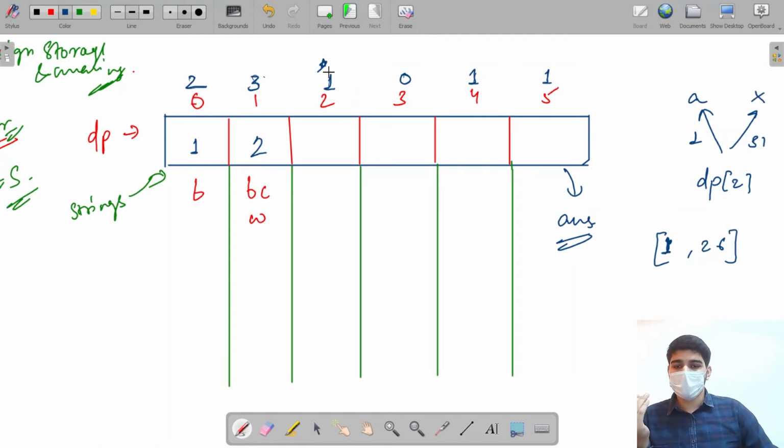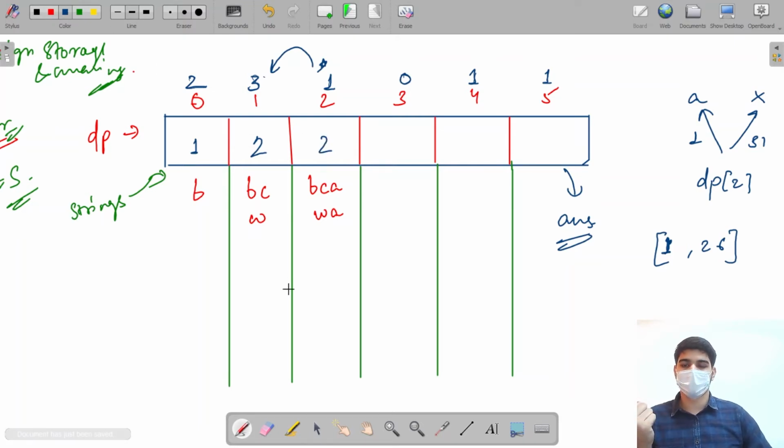So 1 would make a call just by itself, that is, it would attach A to all the encodings of its previous one, right? So I would have what? I would have B, C, A and W, A over here, right? So what I would have is 2 copied from here to here, right? Let's move on to 0. Let's move on to the next word.